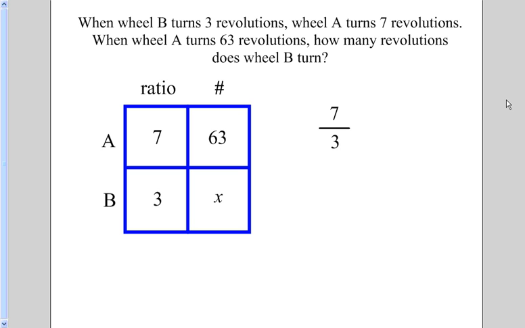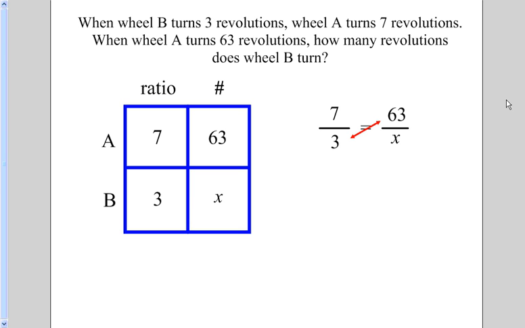For our proportion, we can write over here and get rid of that diagram: 7/3 equals 63/x. So that is our proportion to solve this problem. One way we can solve this is to cross multiply.